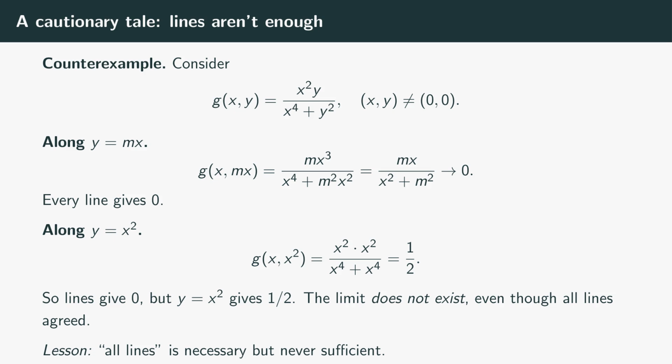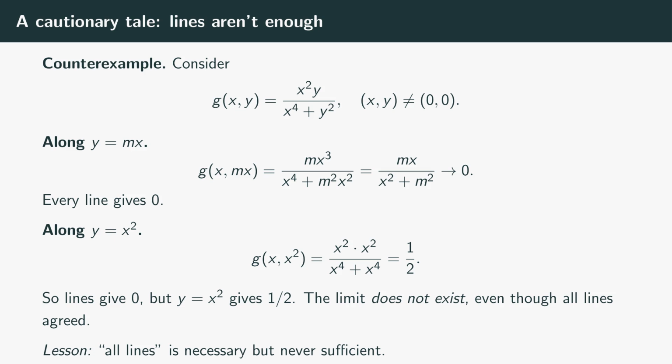Now try the parabola y equals x squared. Substitute: g of (x, x squared) equals x squared times x squared over x to the fourth plus x to the fourth, which is x to the fourth over 2x to the fourth, which is 1/2. Along this particular parabola, g is identically 1/2. Lines, all 0. One parabola, identically 1/2. The two-path test, in the form all lines versus a particular parabola, kills the limit. g has no limit at the origin.